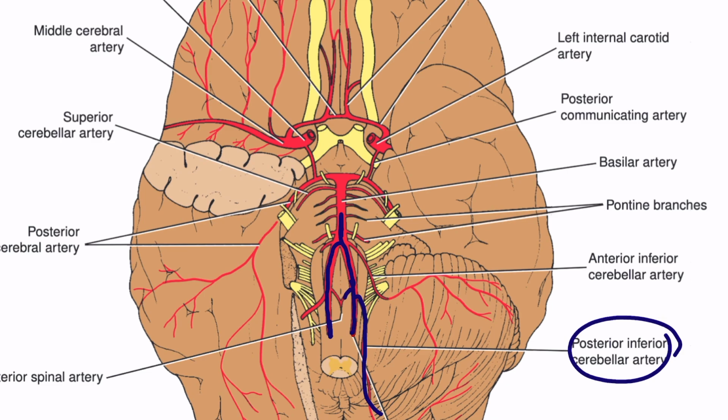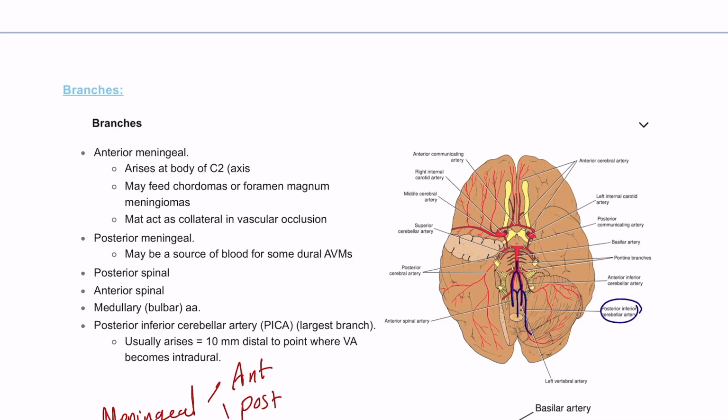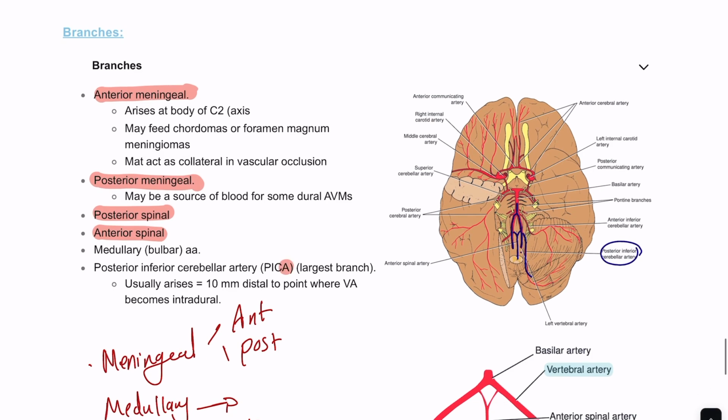And also you have the anterior spinal artery. You're very close to the medulla oblongata, so it will also give a medullary branch, anterior spinal, posterior spinal arteries, and also will give anterior meningeal and posterior meningeal branches, and the PICA, or the posterior inferior cerebellar artery.